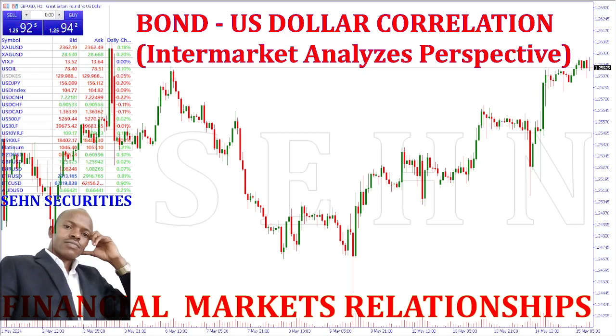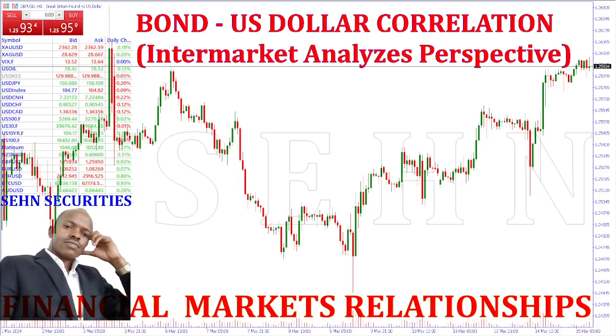When bond yields rise, it typically signifies a strengthening economy and expectations of higher interest rates. Higher interest rates attract foreign investors seeking better returns on their investments, thereby increasing demand for the US dollar as they need to purchase dollars to buy US bonds. As a result, this increased demand for the dollar leads to appreciation of its value.